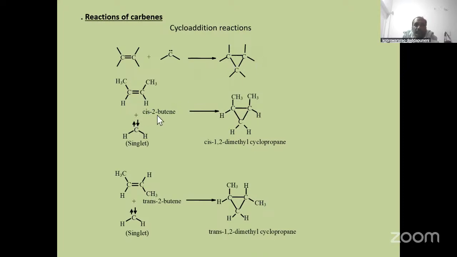Similarly, if you take cis-2-butene, it undergoes cycloaddition with the singlet carbene, which leads to the formation of cis-1,2-dimethyl cyclopropane. And next, trans-2-butene. The trans-2-butene also produces the trans product, trans-1,2-dimethyl cyclopropane, as the addition product.